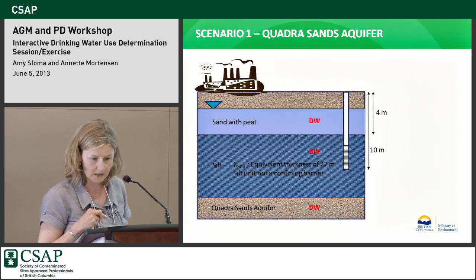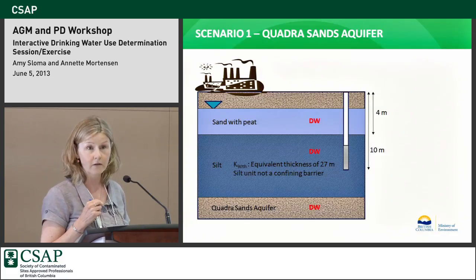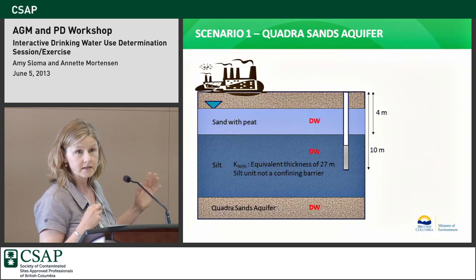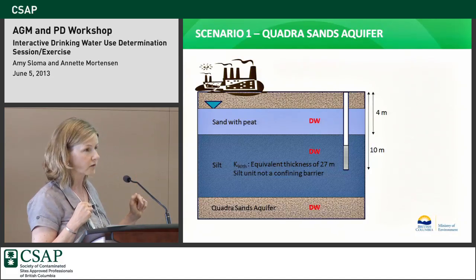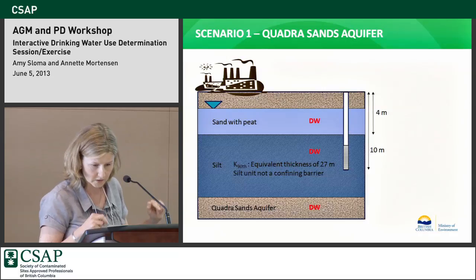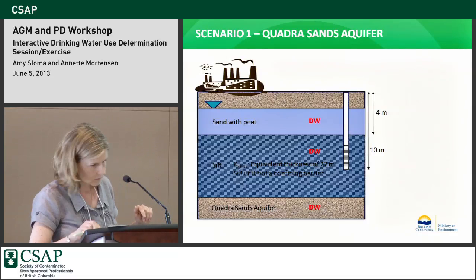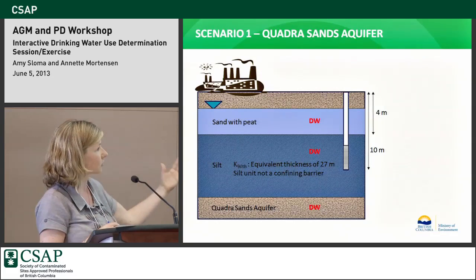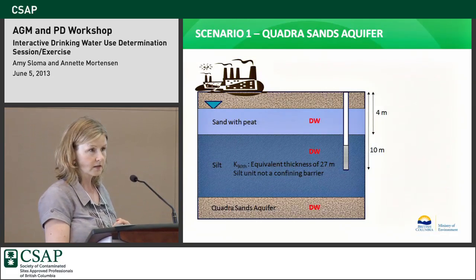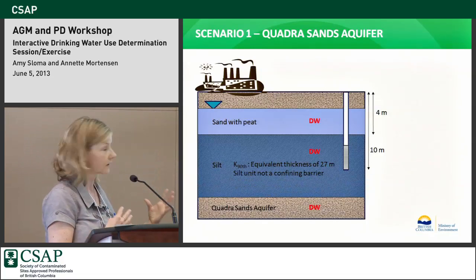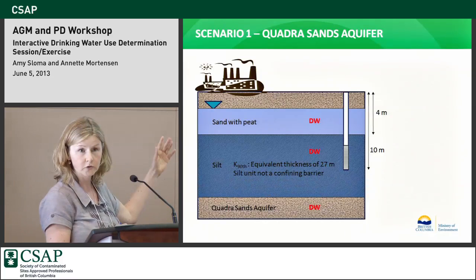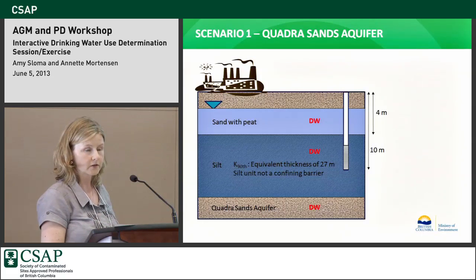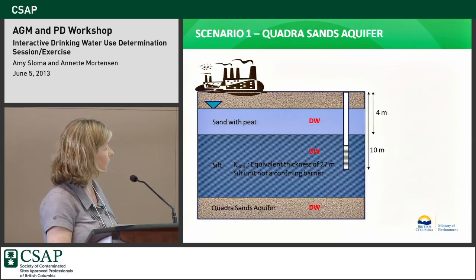We have a hydraulic conductivity that is lower than 10 to the minus 6, so we know we're not in an aquifer. However, is it a confining unit? We have more than 6 slug tests to show the hydraulic conductivity, so we're allowed to use the 90th percentile of the K, which gives us 5.4 times 10 to the minus 7. Then we can calculate an equivalent thickness, which means we have to show 27 meters of clean silt unit for this unit to qualify as a confining barrier. We don't have data to prove that. There's also extensive contamination, and most likely you will not be able to prove that. So drinking water use will apply to this unit. It's not a natural confining barrier, even though it's not an aquifer.